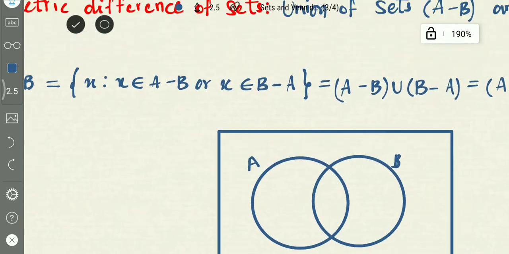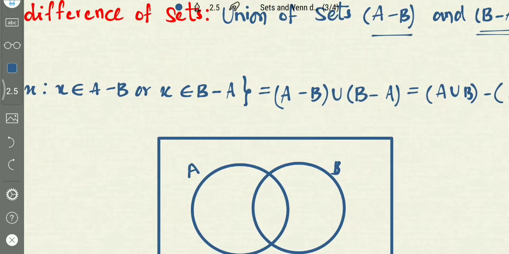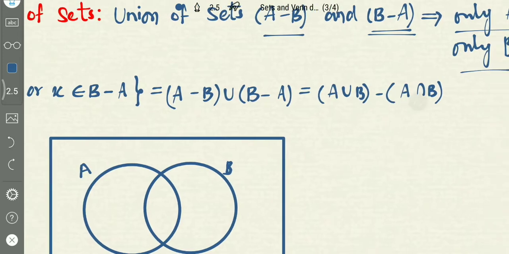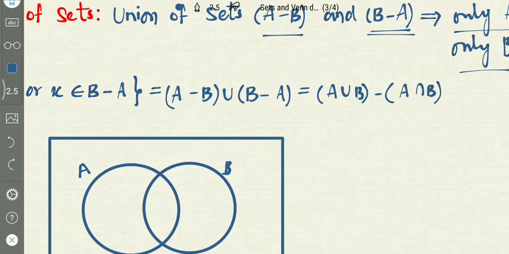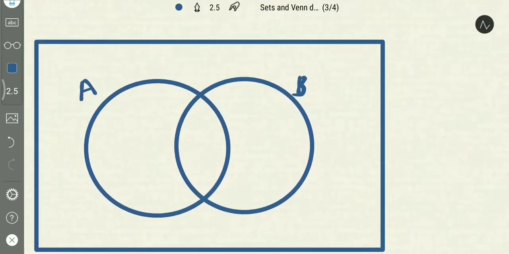A delta B is represented in roster form as: X such that X belongs to A minus B or X belongs to B minus A. Here it is A minus B union B minus A. This is the definition of symmetric difference, right? It can also be represented as A union B minus A intersection B. If you see here, this is the universal set.